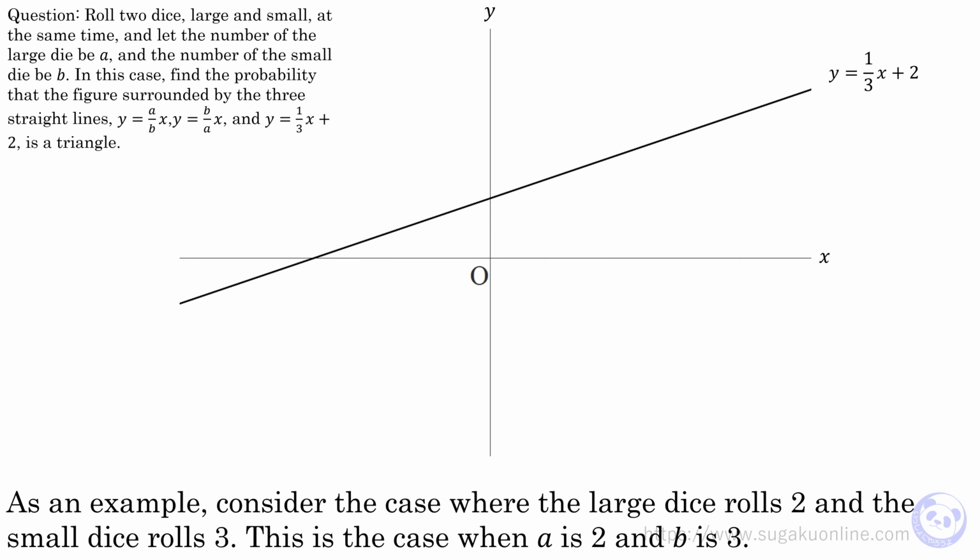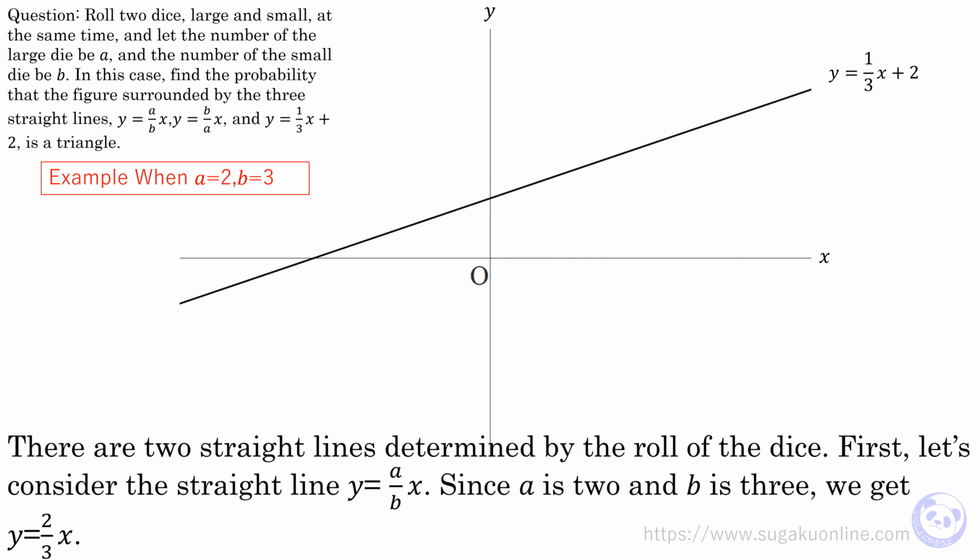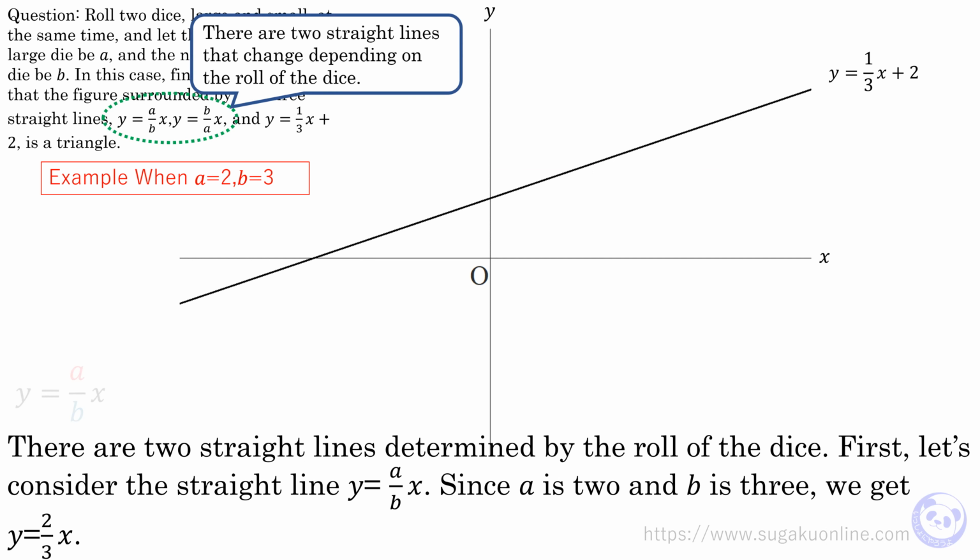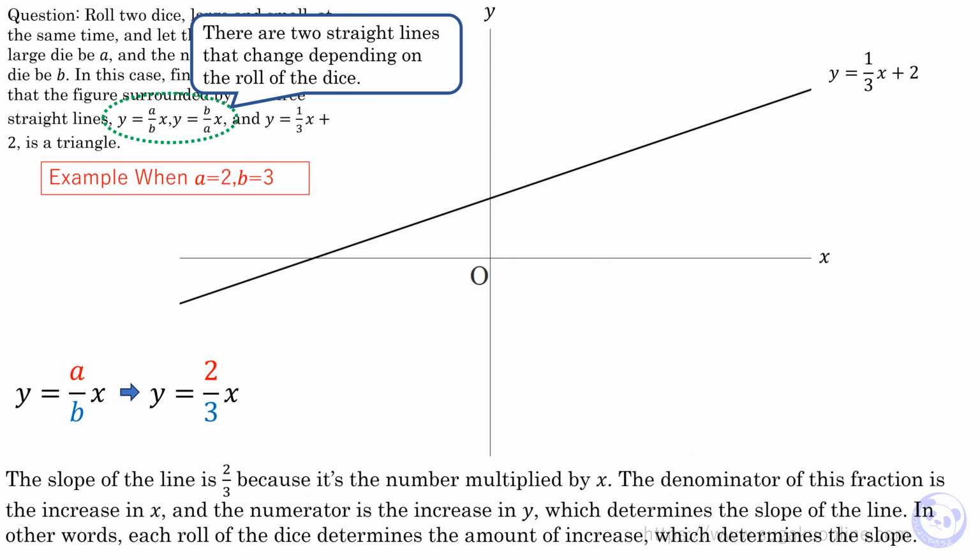As an example, consider the case where the large dice rolls 2 and the small dice rolls 3. This is the case when A is 2 and B is 3. There are two straight lines determined by the roll of the dice. First, let's consider the straight line y equals A over b x. Since A is 2 and B is 3, we get y equals 2 over 3 x. The slope of the line is 2 over 3 because it's the number multiplied by x.